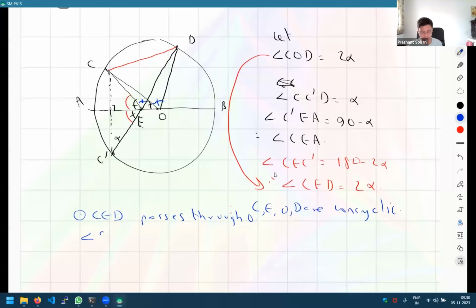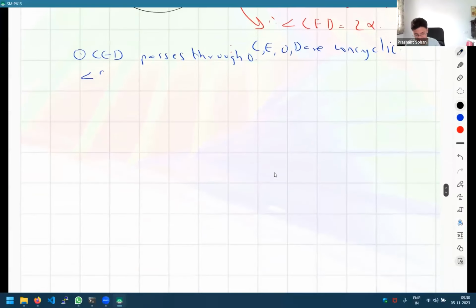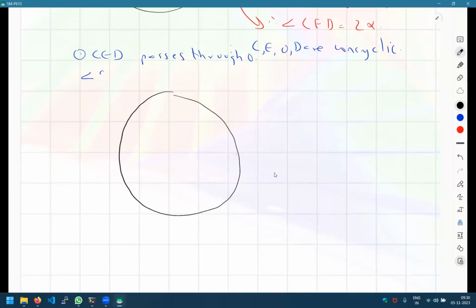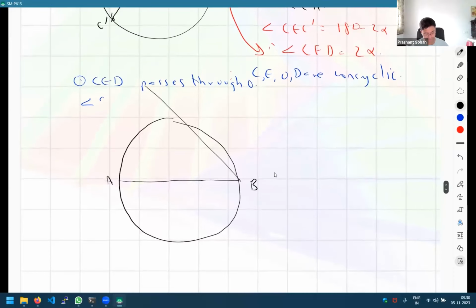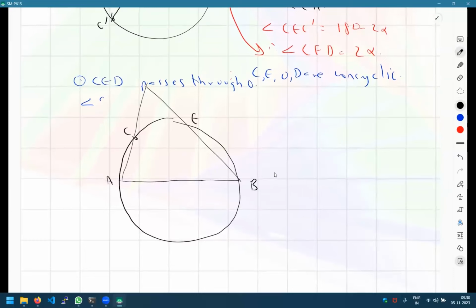Yes, go ahead. You want to make a new diagram or the same diagram? A new diagram, I think, because we have to extend AC and BD. Okay, let us extend AC and BD. Let them meet at point F.